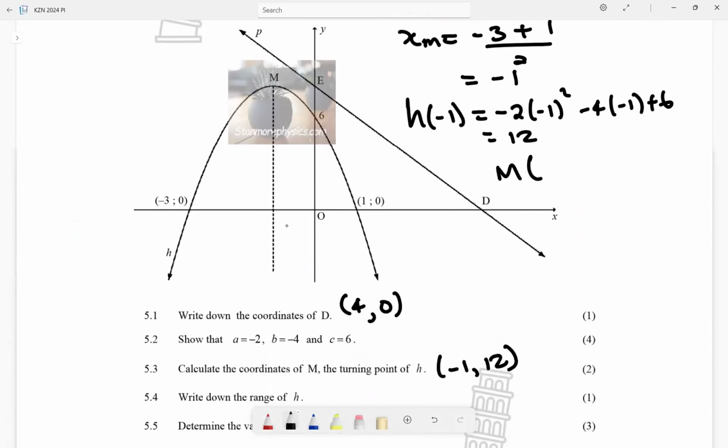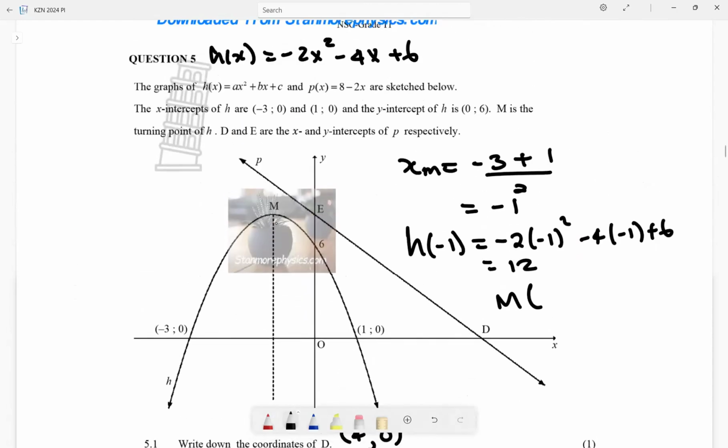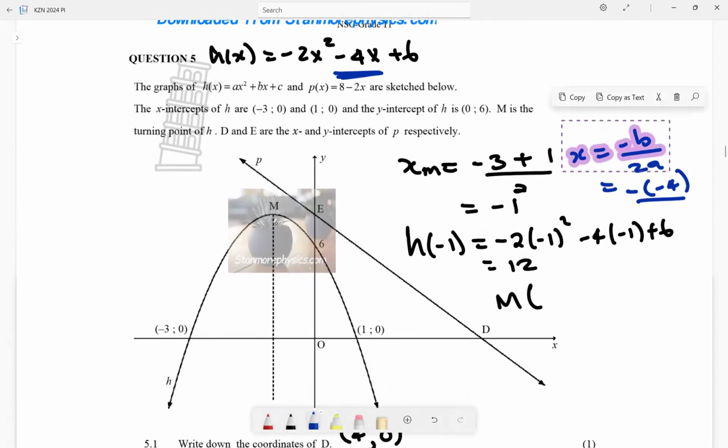Negative 1 and 12. The other step that you can use, instead of using this one, you can say x is equal to negative b divided by 2a. What is b? It is negative 4. So you're going to say negative into negative 4 divided by, let me take this upwards a little bit.